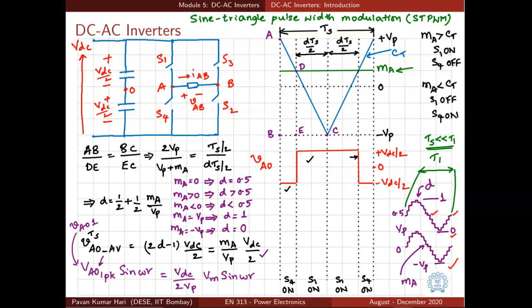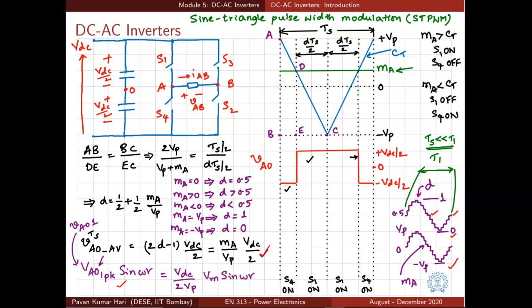We have to remember the fact that we are looking at a very small interval Ts. So a continuous sinusoidal function, because the fundamental component will be sinusoidal and it's a continuous signal, can be approximated by a constant over a small interval. That is why we are saying VAO average over Ts is equal to VAO1. We assume that VAO1 is constant over that small interval, and VAO1, the fundamental component of VAO, is represented as VAO1 peak sin omega t as shown here.